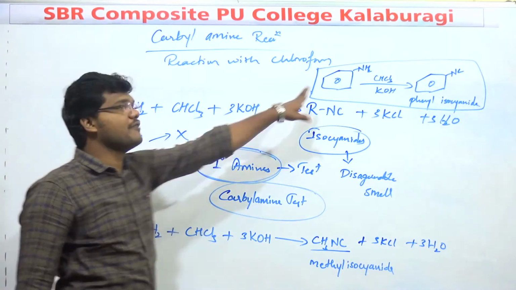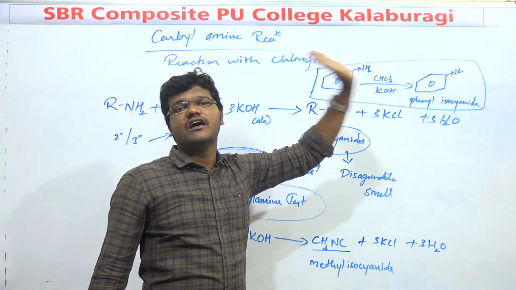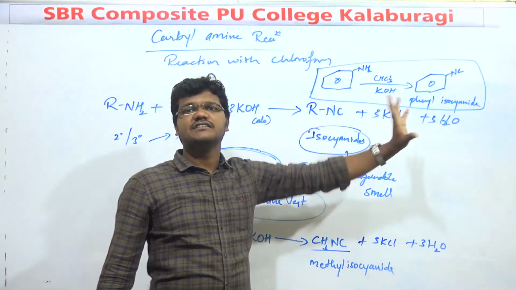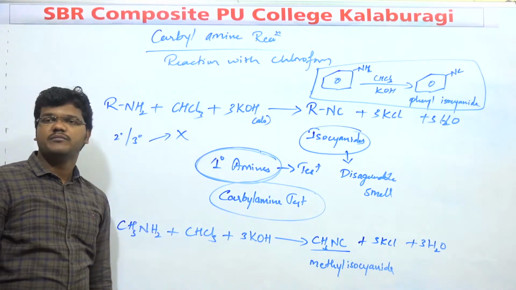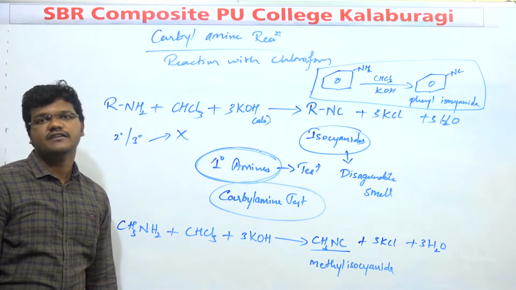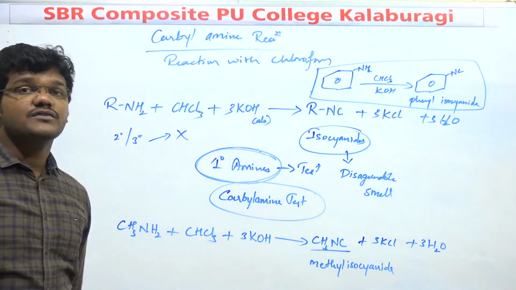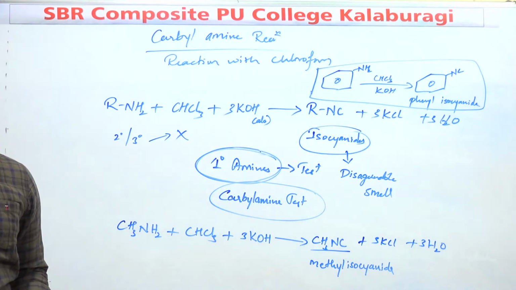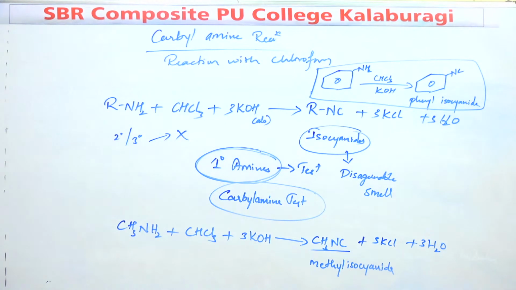This is also a primary aromatic amine. Primary amines will show carbyl amine reaction. Carbyl amine reaction is when amines are made to react with chloroform in presence of KOH, so as to get isocyanides. So this is the reaction of amines with chloroform. Clear? So now let us go for another important reaction.